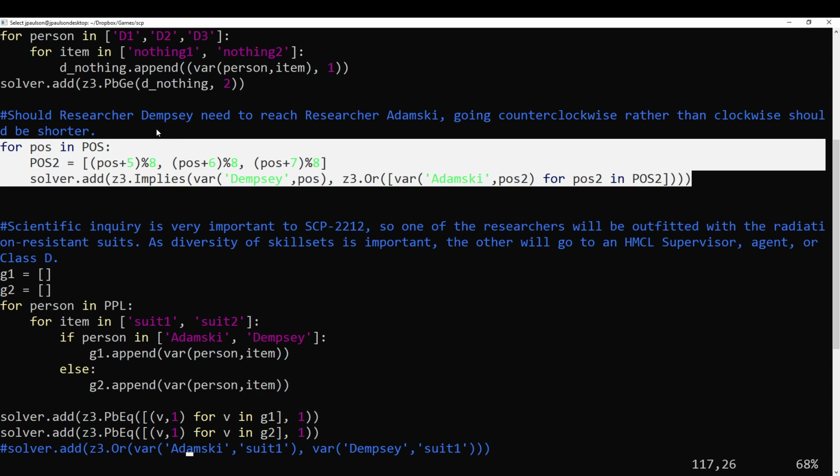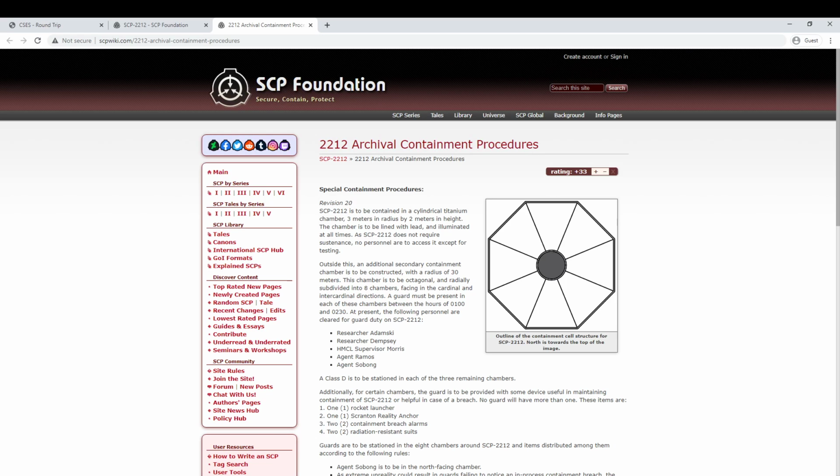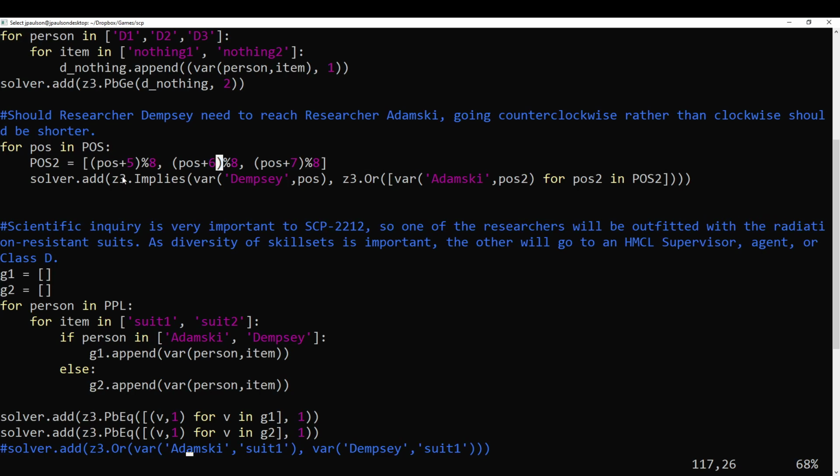Okay. So Dempsey going to a Domsky should go counterclockwise, or it should be shorter to go counterclockwise. So what does that mean? So like if Dempsey is here, then counterclockwise means going around this way. And so for it to be shorter to be counterclockwise, you'd have to be in one of these 3 positions, right? This one is equal, and this one is closer clockwise. So it just means he has to be in one of the 3 positions before. Okay, so if Dempsey is at some position, then Adamski must be at one of the 3 positions before that, right? This is -1, -2, -3.